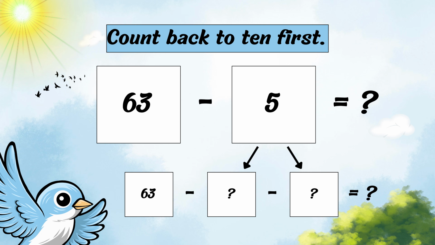Count back to 10 first. 63 minus 5 equals? Break 5 into smaller numbers and count to 10 first. 63 minus 3 equals 60. Subtract what's left. 60 minus 2 equals 58.